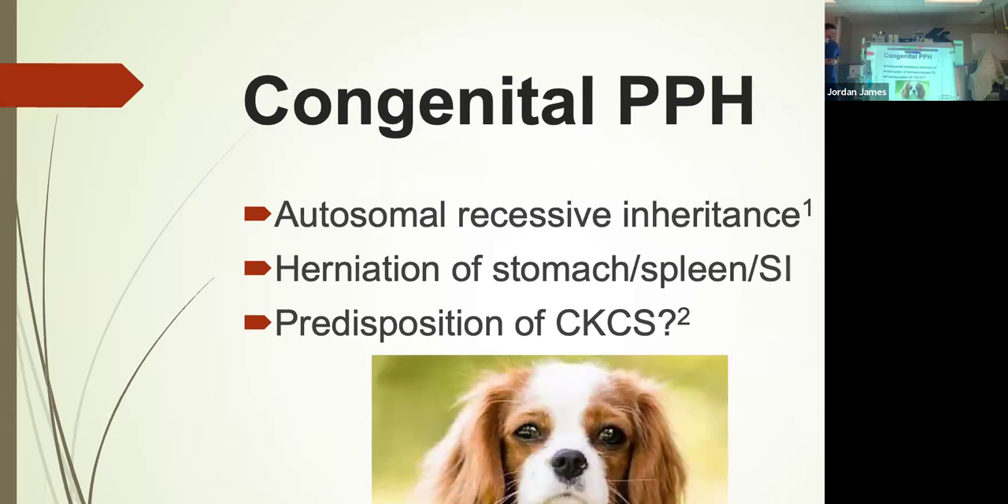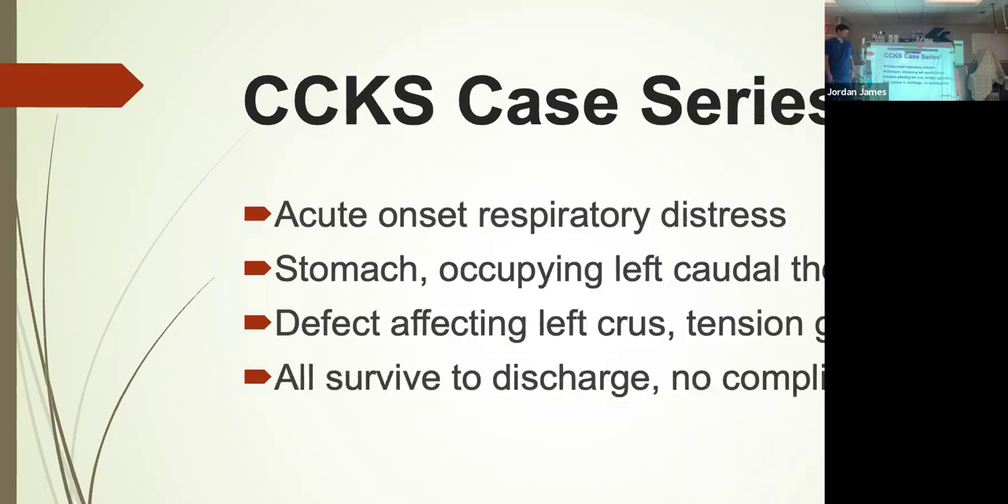There we go. And so these wonderful Cavalier King Charles Spaniels actually have a congenital pleuroperitoneal hernia that can happen. It is an autosomal recessive inheritance. It's mainly a presentation of herniation of the stomach with sometimes the spleen and small intestines, just based on the location. And so, again, it's predisposed in Cavalier King Charles, according to studies in the corner there. And when they looked at these particular cases that were presenting, they had a case series within the literature of 5 cases that had this very specific acute onset respiratory distress.